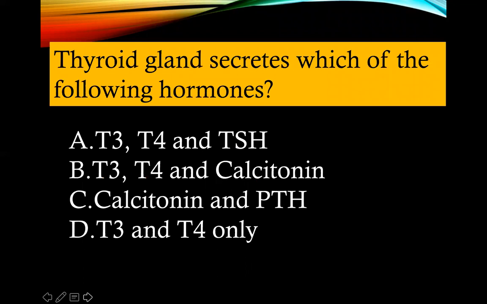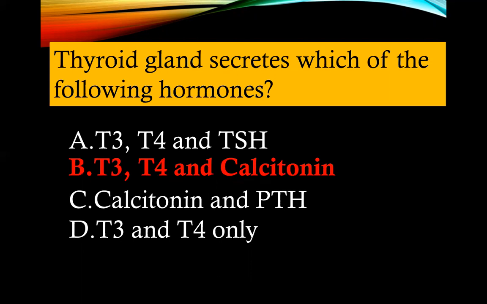Okay, question. A thyroid gland secretes which of the following hormones? A, T3, T4, and TSH. B, T3, T4, and calcitonin. C, calcitonin and parathyroid hormone. Or D, T3 and T4 only. What's your answer? A, B, C, or D? The correct answer for this question is letter B, T3, T4, and calcitonin.